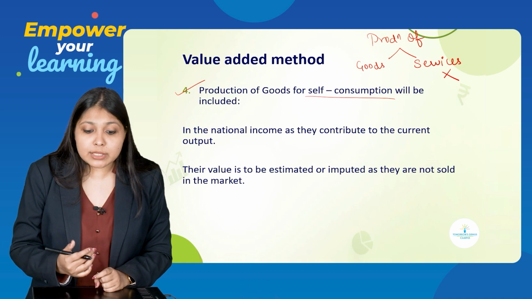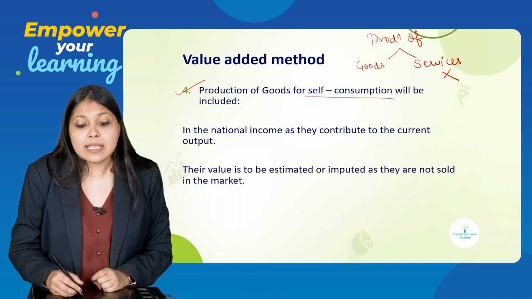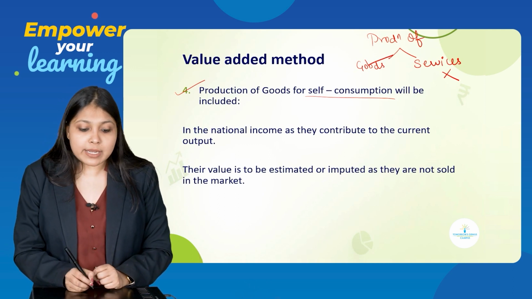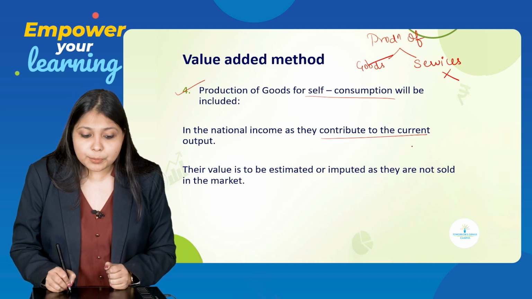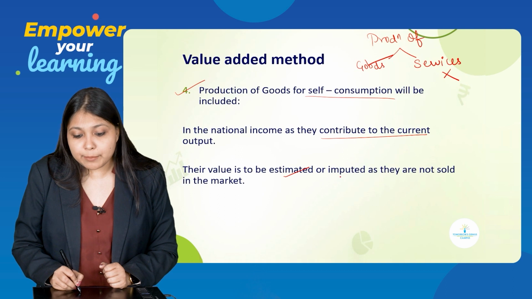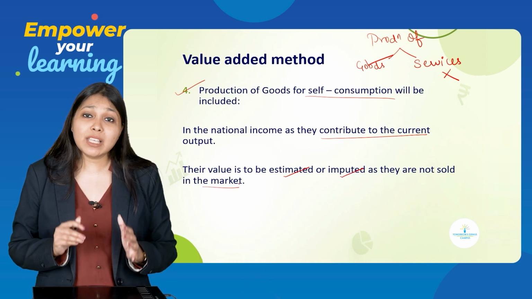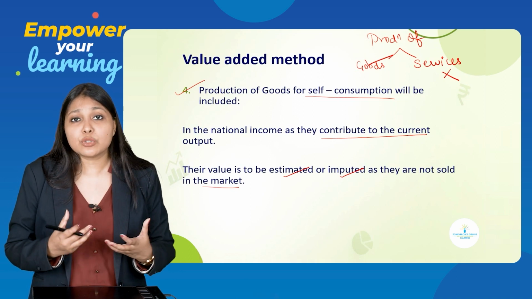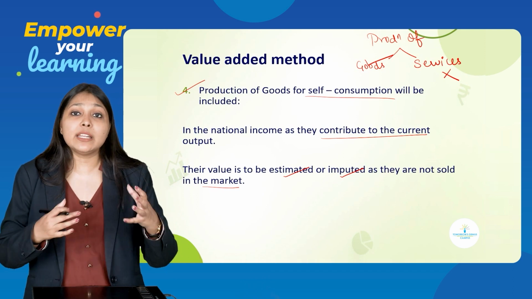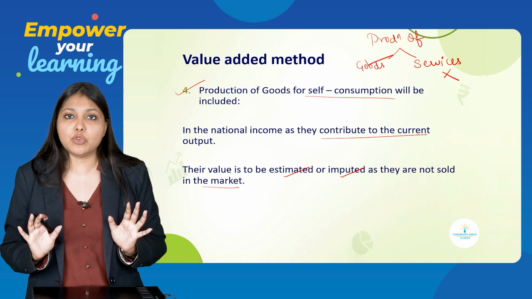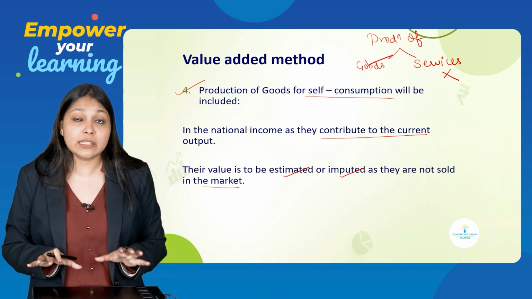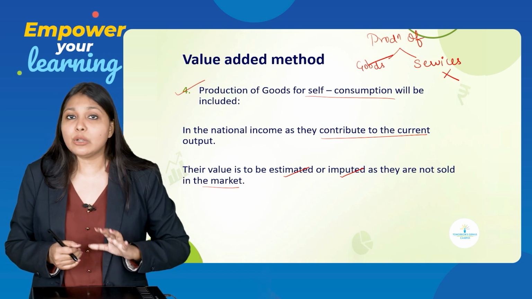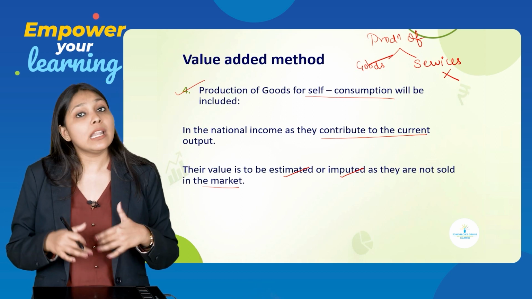And for goods, if we talk about self-consumed goods, then that will definitely be included under national income. So, in national income, they contribute to the current output. Their value is to be estimated or imputed as they are not sold in the market. Imagine self-consumption. If I am producing crops, but I am not selling those crops in the market, I am producing the entire crops for myself. I am only going to consume it. So, how are we going to include it in national income? Because these crops are not going out of my house, only I am consuming it.